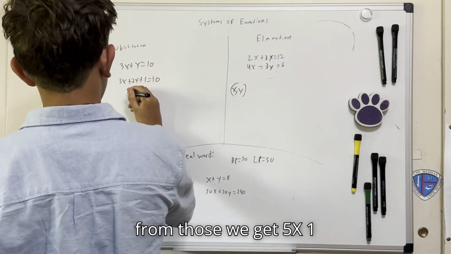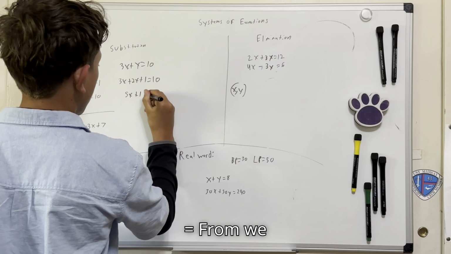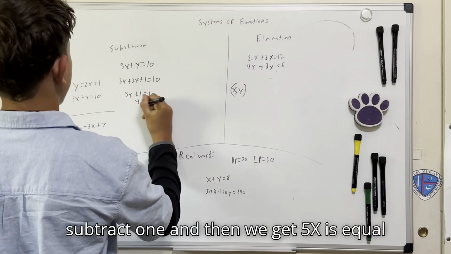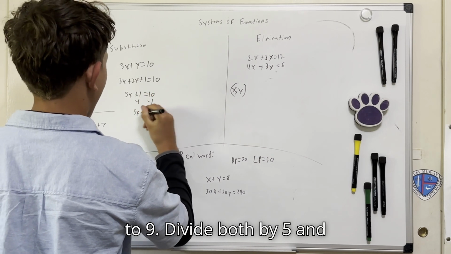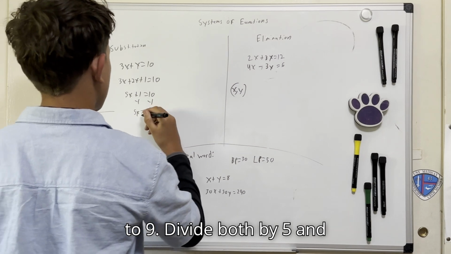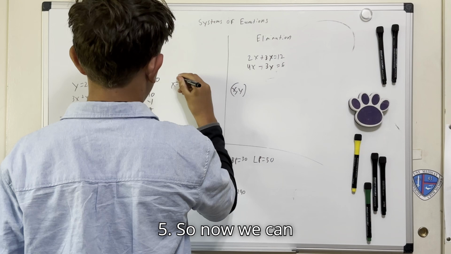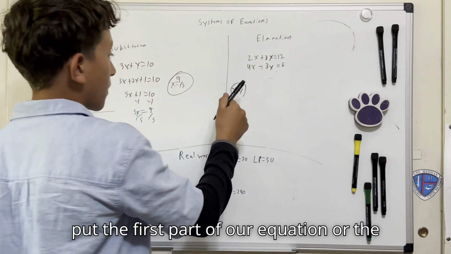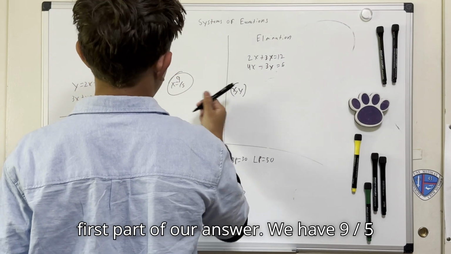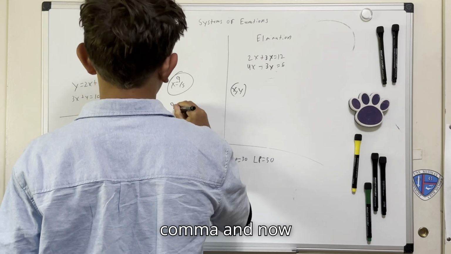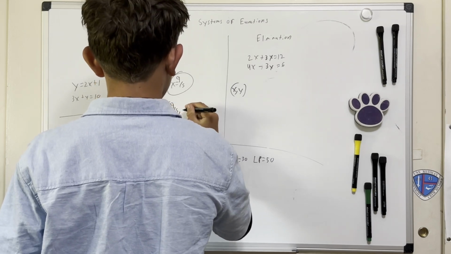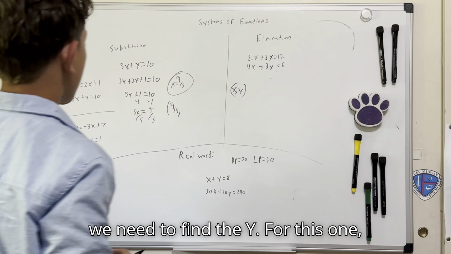Then from those, we get 5x plus 1 equals 10. From this, we subtract 1, and then we get 5x is equal to 9. Divide both by 5, and we get x equals 9 over 5. So now we can put the first part of our answer. We have 9 over 5, comma. And now we need to find the y.